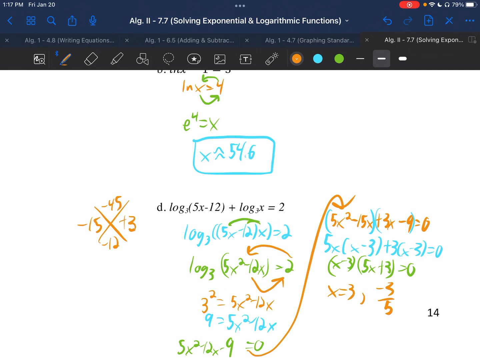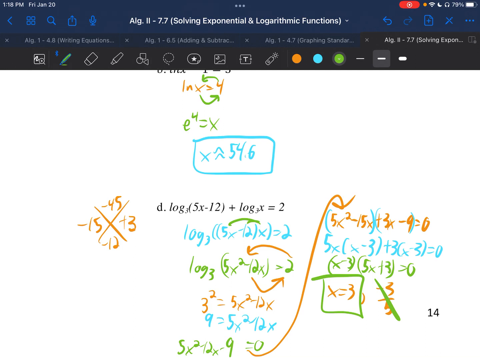We'd want to check our answer, of course, and you might notice as you check 3, you get 3 times 5 is 15, 15 minus 12 is 3, that one's fine, and 3, that one's fine. But negative 3/5, if we plug it in here, we end up getting a negative 3 minus 12. That won't be okay, that's negative 15. And this would be negative 3 over 5. So you take the log of a negative number, cannot do that, so that one's not a real answer, but x equals 3 is a legitimate answer.